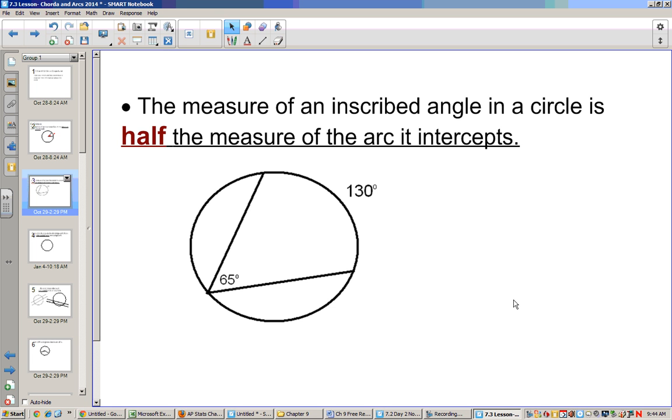The next one says the measure of an inscribed angle in a circle is half the measure of the arc that it intercepts. So here we have 130 degrees, and my inscribed angle is going to be half of that. So if I take 130 divided by 2, I get my inscribed angle. Or if I take my inscribed angle and multiply it by 2, I get the arc.